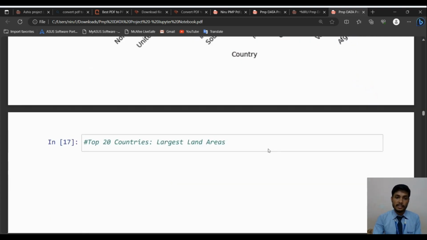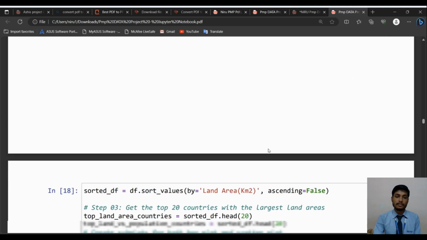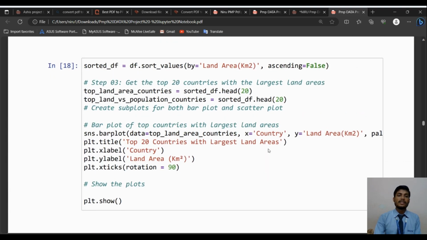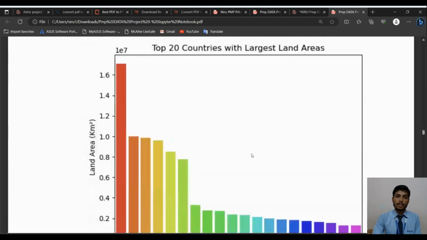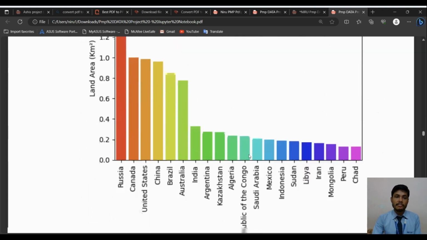Top 20 countries with the largest land areas. We see in this exploration step 03, get the top 20 countries with the largest land areas. We can see the bar plot shown here. First of all, Russia. Second, Canada. Third, United States. Fourth, China. Brazil. Australia. India is the seventh rank among the largest countries in land area, and last is Chad.